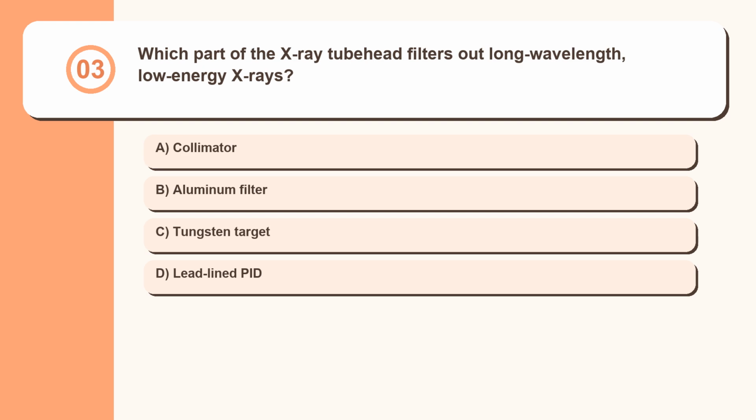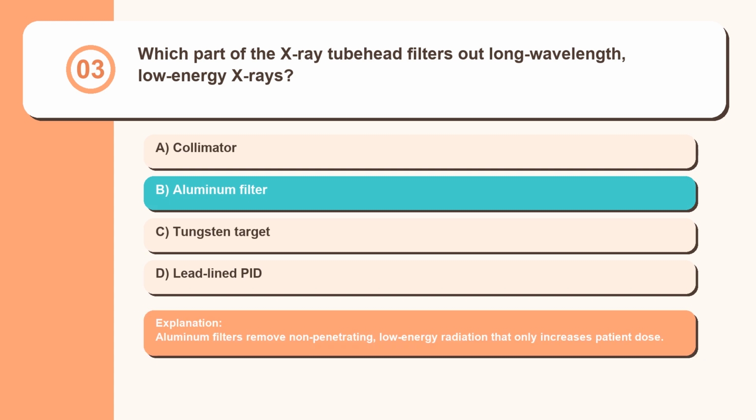Question 3. Which part of the X-ray tube head filters out long wavelength, low-energy X-rays? Collimator, aluminum filter, tungsten target, lead-lined PID. Aluminum filters remove non-penetrating, low-energy radiation that only increases patient dose.